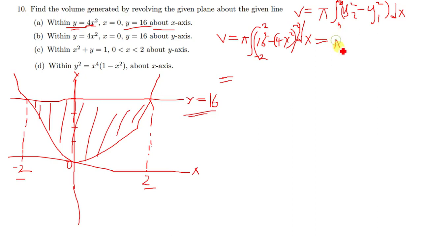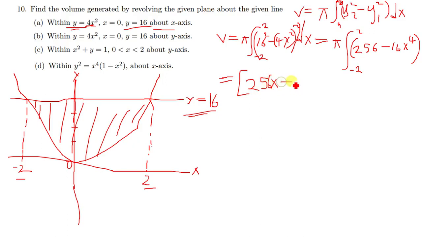So now this is going to be pi outside the integral, then upper limit 2, lower limit negative 2. So meaning I'm going to be integrating 16 times 16 gives 256, minus, when I square that, 4 times 4 is 16, then x to the power 2 squared is 16x to the power 4. So this is what I'm going to integrate with respect to x. When I integrate that, I'll get 256x minus 16 over 5 x to the power 5, and then the limits there, shouldn't forget to put the limits. We have 2 and negative 2.